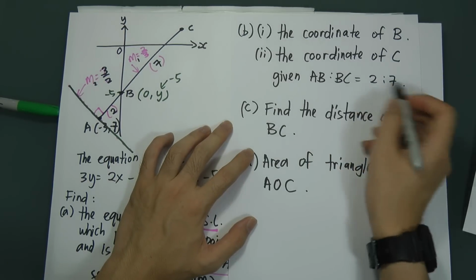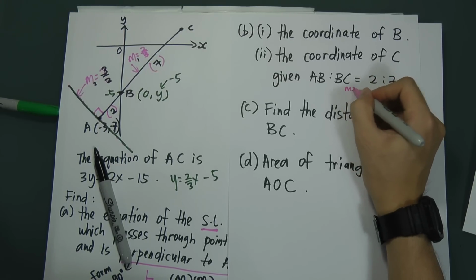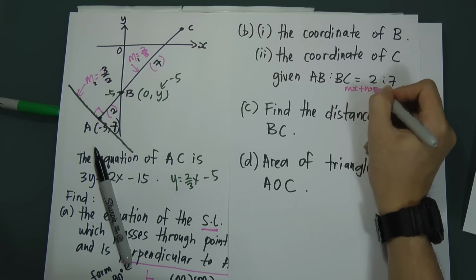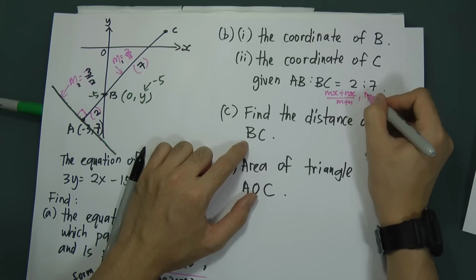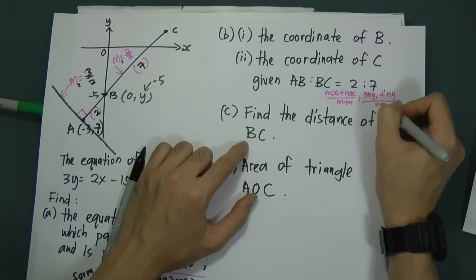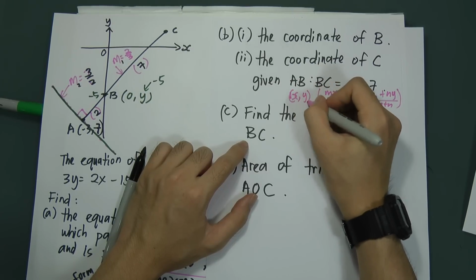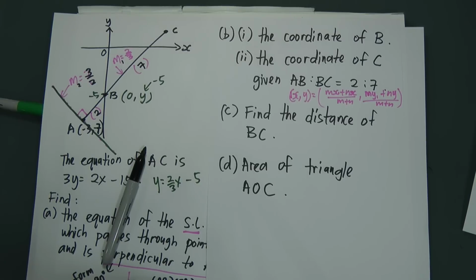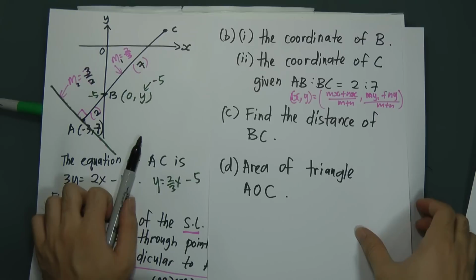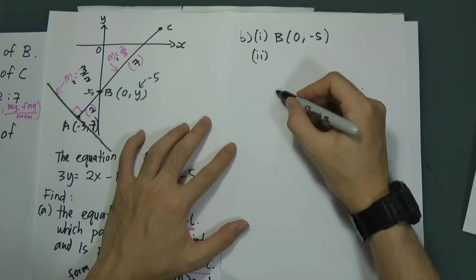So when you see a ratio, you have to use the ratio formula. What is the ratio formula? The ratio formula is (mx2 + nx1) divided by (m + n), and then (my2 + ny1) divided by (m + n), in brackets, equals (x, y). Okay, this is the formula when you see a ratio. I think this formula actually is given, so you don't need to worry so much, but you need to know how to substitute.